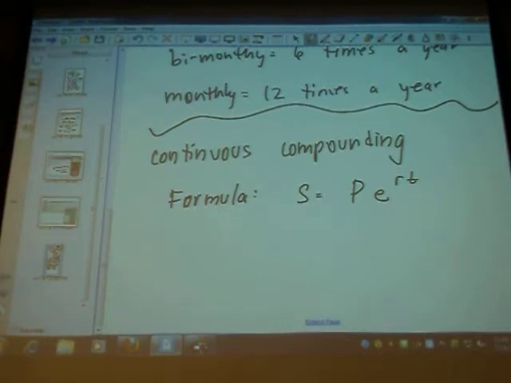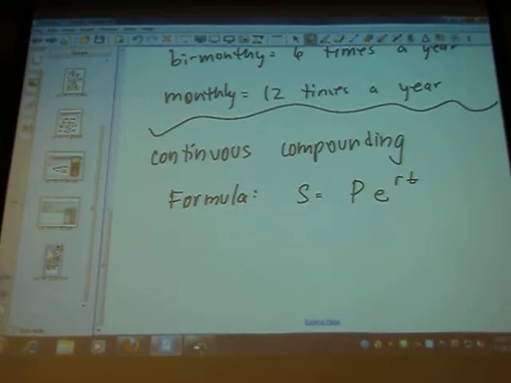So P is your principal, R is your rate, T is your number of years. They have the e in there. e is the number, the actual e on the calculator, not a variable. That is easier. Now you would think continuous compounding would give you so much more money. It really does not. Compared to daily compounding, it's really not that much more money.